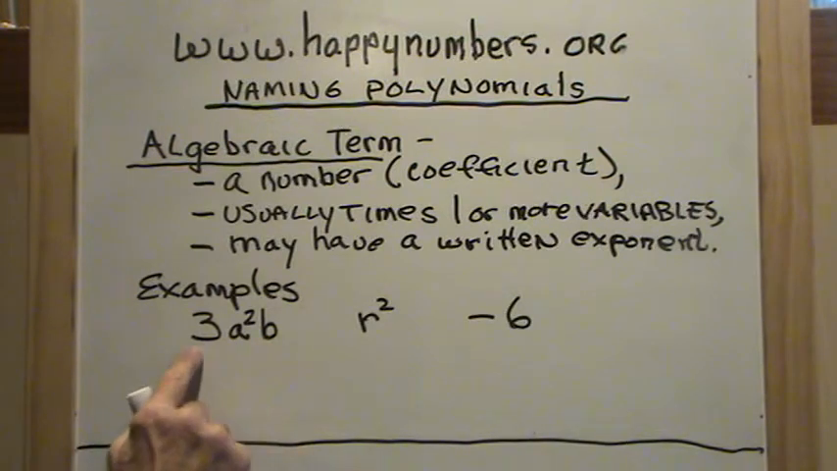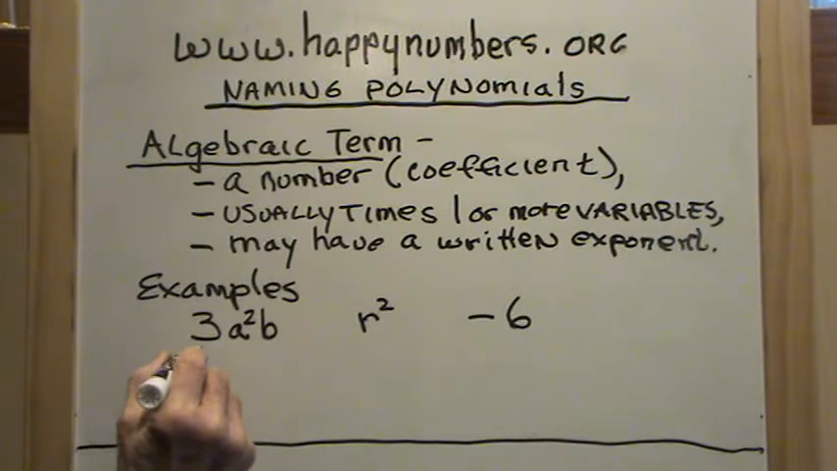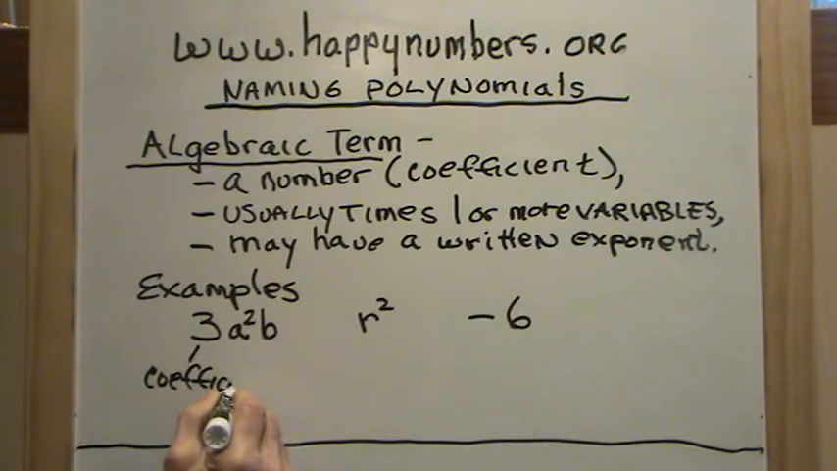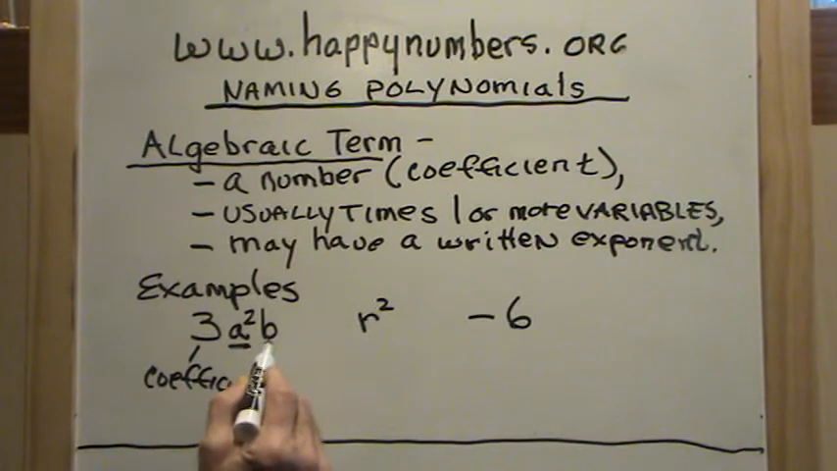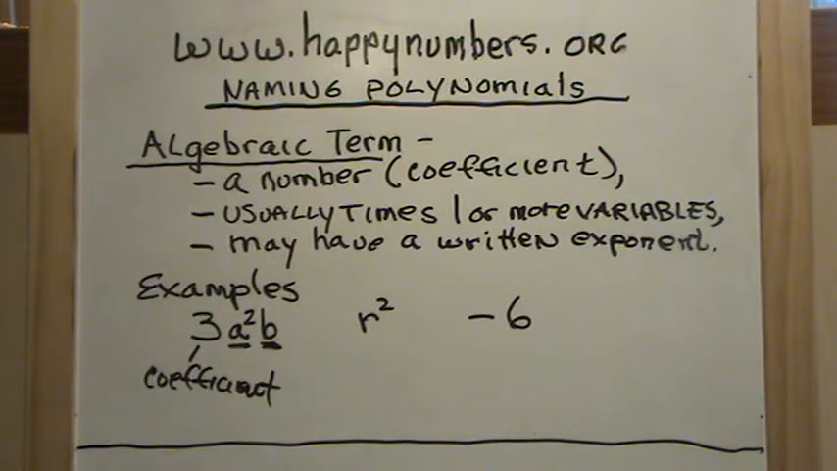3a squared b is an algebraic term. It has a number, this is the coefficient. It has two variables, a squared and b, and it has an exponent. This is an algebraic term.